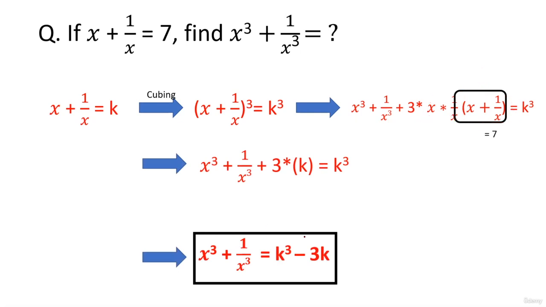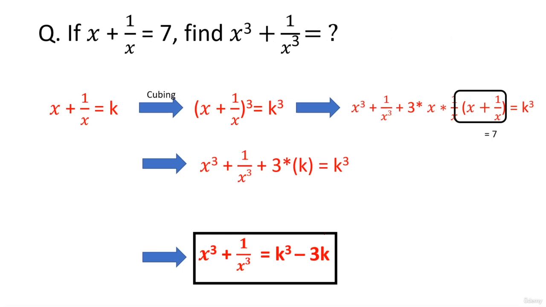So for any general value of x plus 1 upon x as k, x cube plus 1 upon x cube कितना हो जाएगा? k cube minus 3k, isn't it? So we can directly put the values here. In this case, k cube, k की जगह पे हम put करेंगे 7. 7 cube minus 3 into 7 is nothing but 343 minus 3 7s are 21. This is basically 322. As simple as that, right? Okay, let's solve one more question based on this, guys.